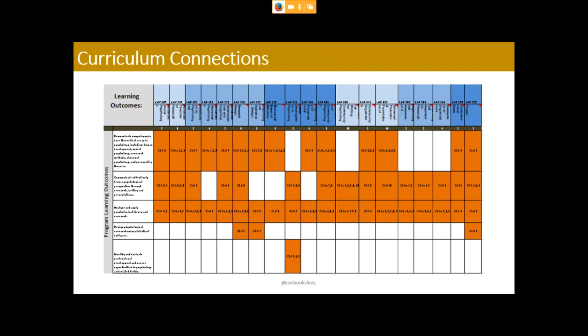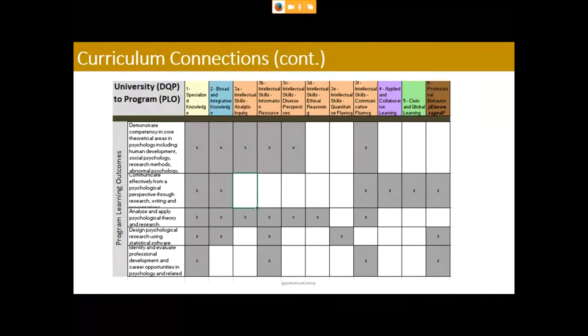But where assessment can come in is when you start collecting data from a particular course or about a particular program learning outcome, you then can see the connections of what that would have at the course level and the course learning outcomes as well as at the university level.